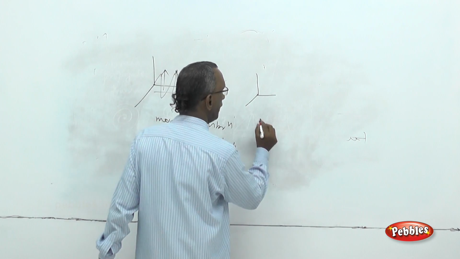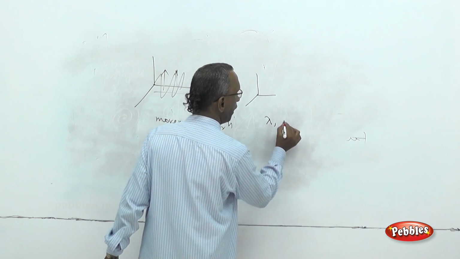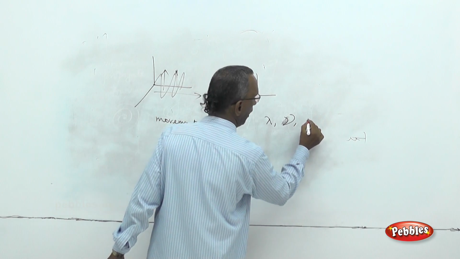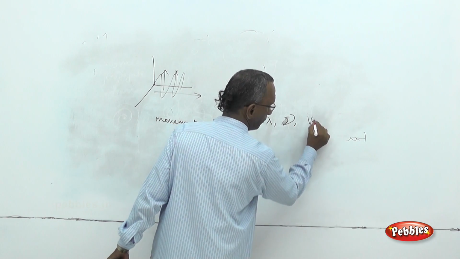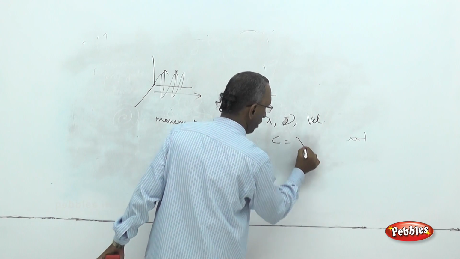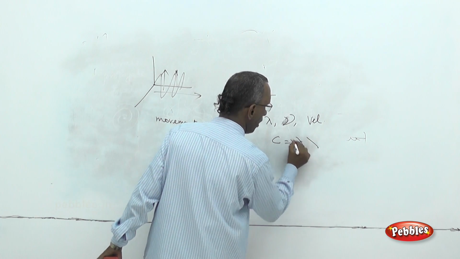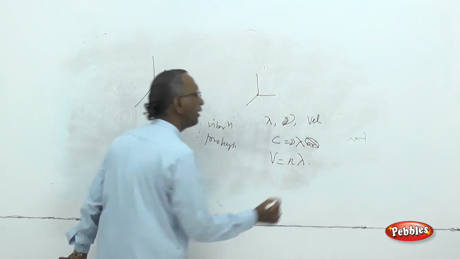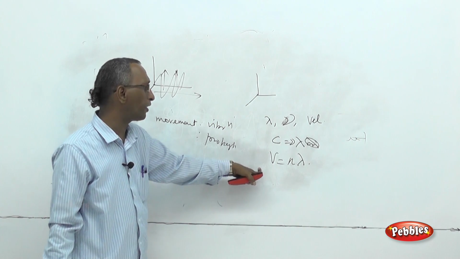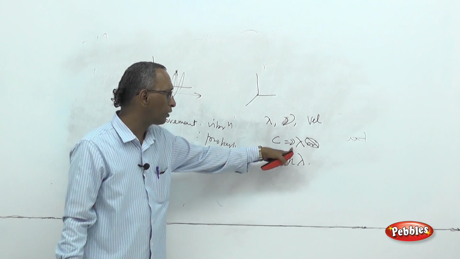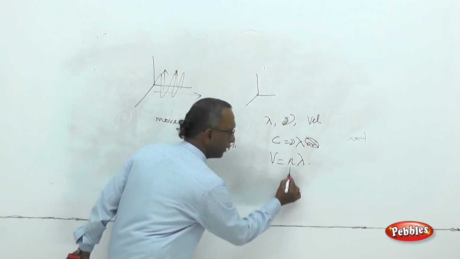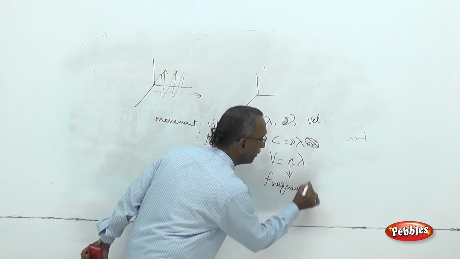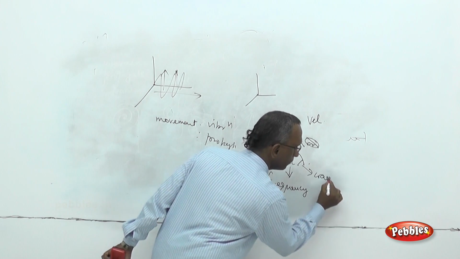Whenever you assign anything, it is associated with three important parameters called wavelength, frequency and velocity. So it is called c equal to nu lambda, or v equal to n lambda. c or v is called velocity. n or nu is called frequency. And this one is called wavelength.